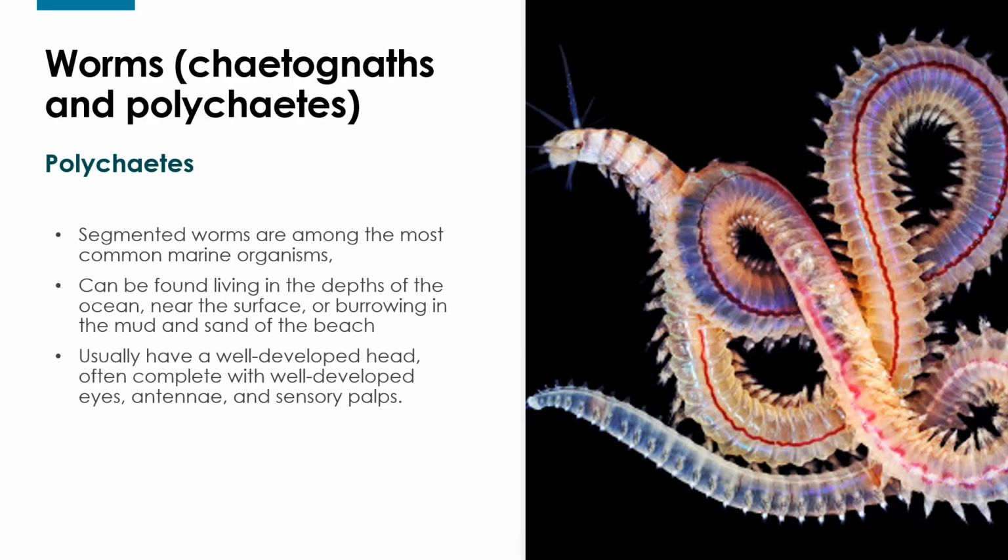And they usually have a well-developed head and often are complete with well-developed eyes, antennae, and sensory palps, because a lot of the times these polychaetes can be out of the water as well, so they need to have more developed sensory organs to be able to detect light and oxygen when they're out of the water.